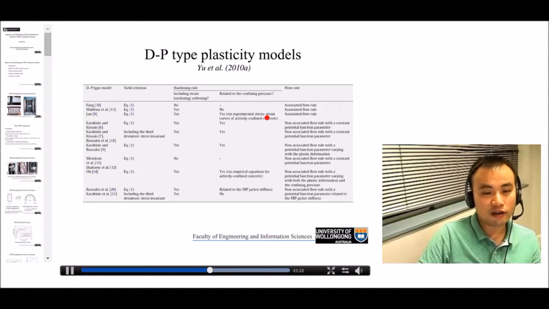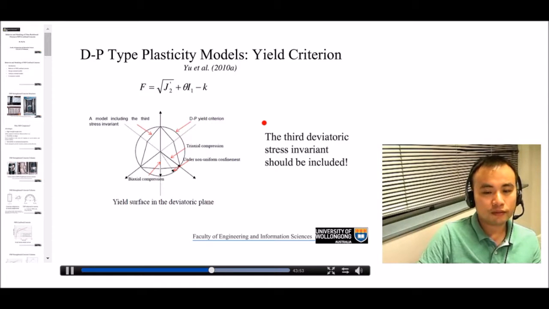Now let's have a look at what most existing studies have done. Many of them have directly used the original DP yield function, which we showed in the last slide. However, a few studies suggest that the equation is not enough, and that for accurate prediction you have to include the third deviatoric stress invariant. Let's see whether this is right or not. If you look at the deviatoric plane of the stress space, the DP yield criterion can be represented by a full circle, because the J2 value is the same in this deviatoric plane.